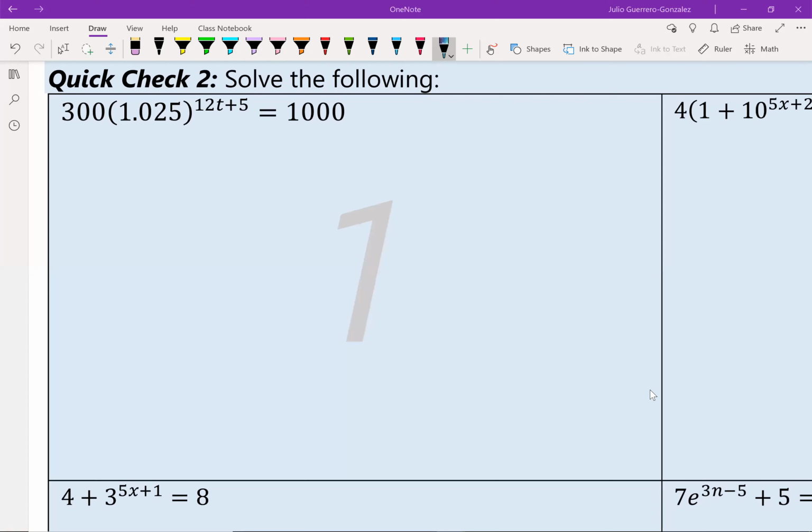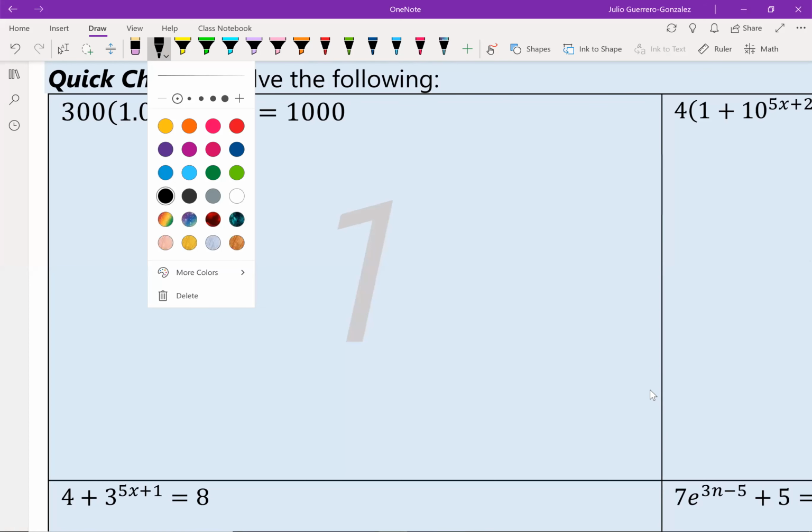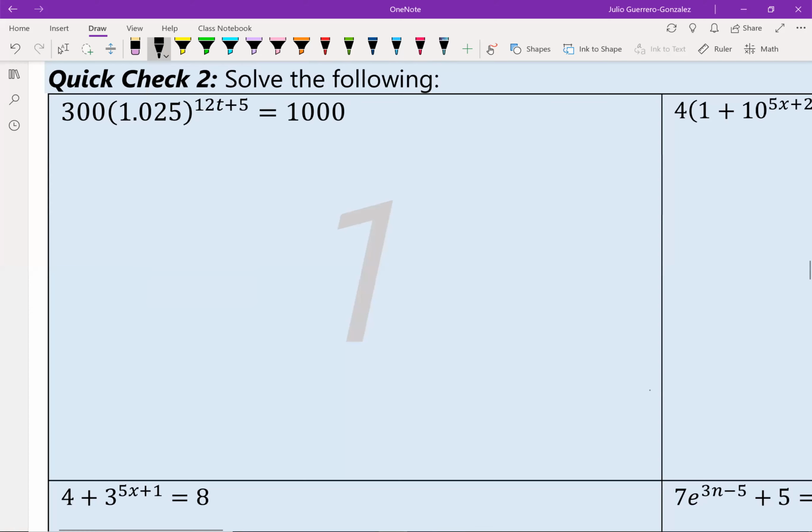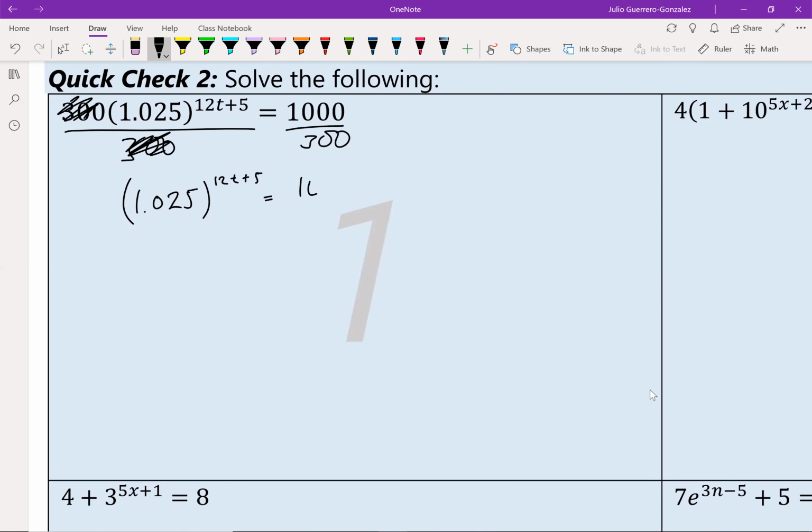Okay. So wouldn't you divide by 300? Yep. So then, wrong pen. Divide by 300. Right? Yeah. Those two go away. So now we get left with 10 over 3. Oh, sorry, yes. 10 over 3, right?